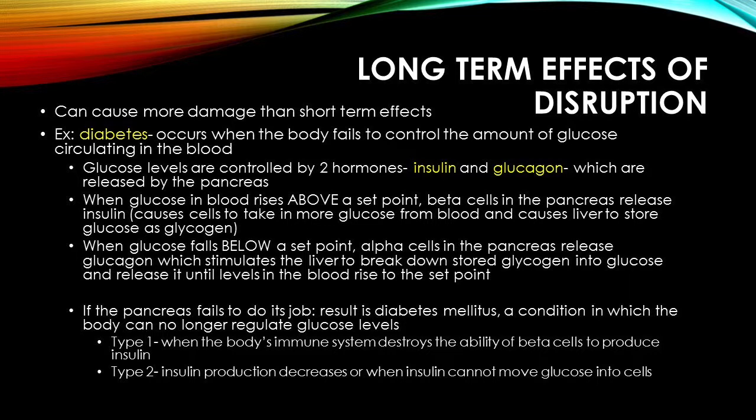An example of this is diabetes. Diabetes occurs when the body fails to control the amount of glucose in the blood. Glucose levels in your body are controlled by two hormones, insulin and glucagon. Both of these hormones are released by your pancreas.